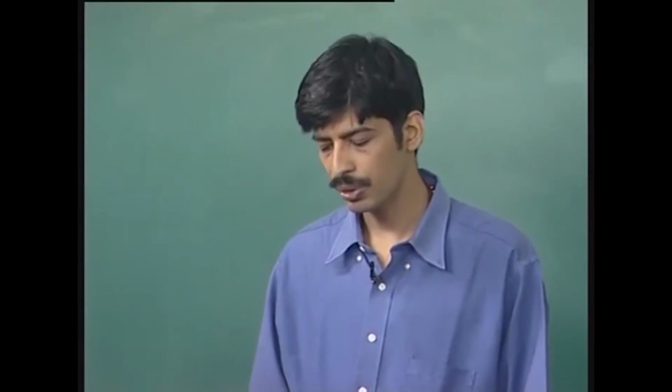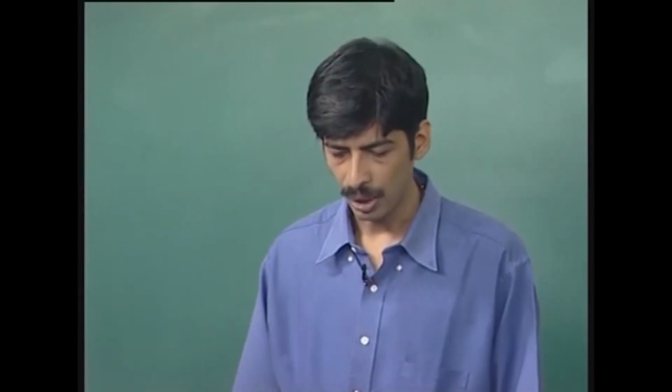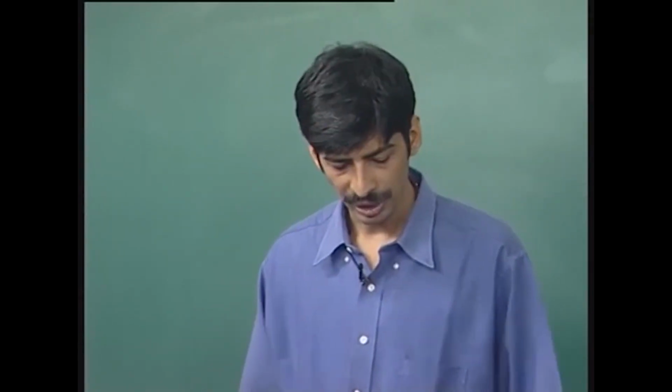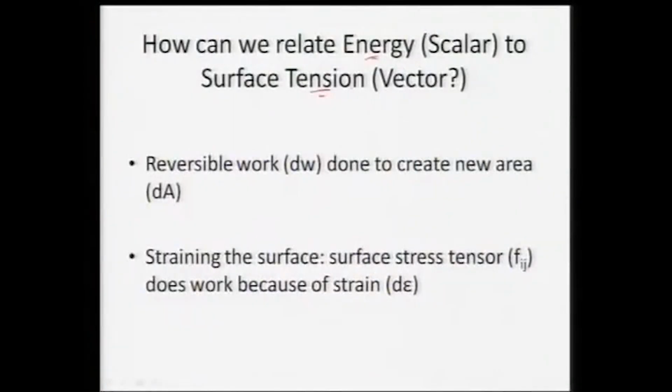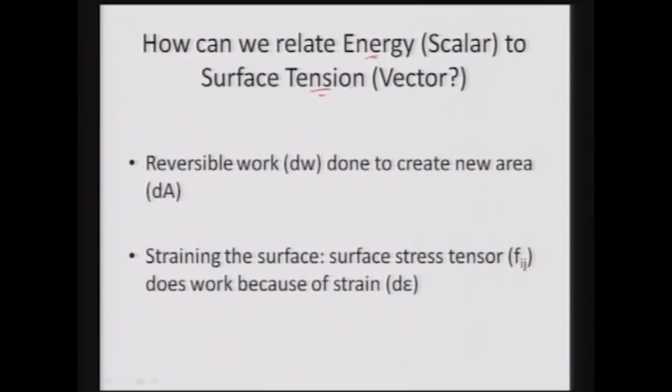There is some additional work which is also being incorporated, and how that really occurs we'll see in the next few slides. So we can see that energy is a scalar quantity, whereas surface tension is a vector quantity. So how can we really relate them? Surface tension is equal to the reversible work to create new area, that is dW by dA. So gamma is equal to dW by dA, while other quantities, pressure, temperature, and number of moles or chemical potential, are kept constant.